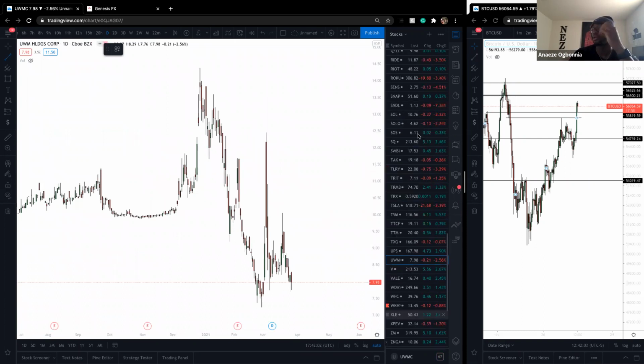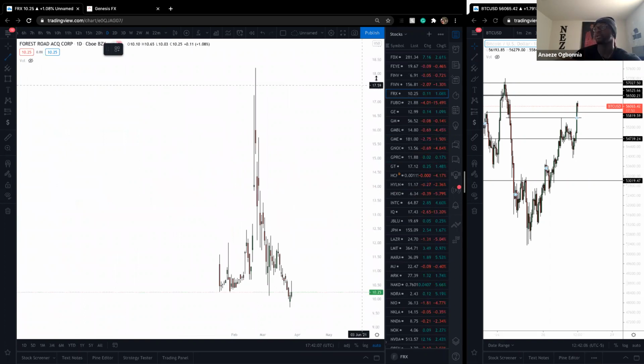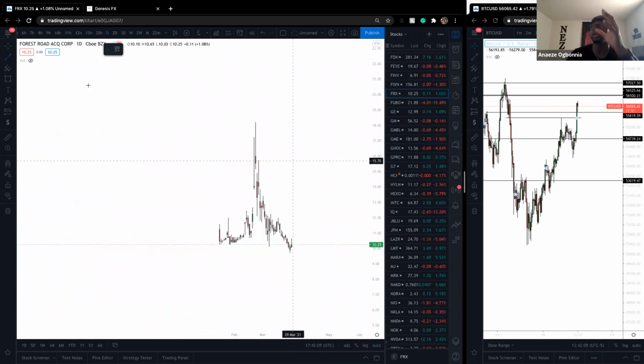I don't know if I have any in here because I tend to get rid of them if there's no market structure. So this is a perfect example. If you have FRX, and you're in the daily time frame, how are you going to anticipate buys or sells off this? You won't, you know what I'm saying?